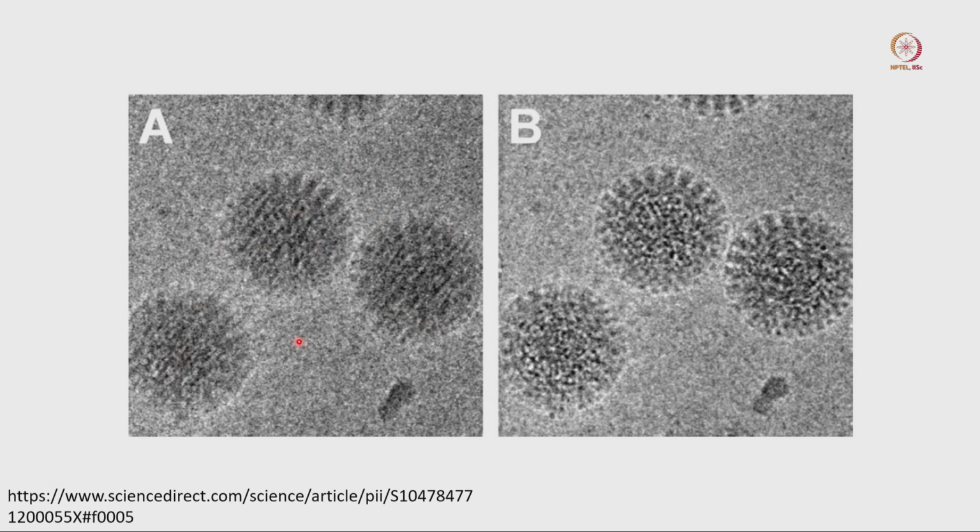Now, the same virus particle we consider, and we corrected the drift. When we corrected the drift, we can see a lot of individual features very well distributed all over the virus particle, and it is clearly visible from these two different images. This is before drift correction and this is after drift correction. You can see the difference between these two virus particles.